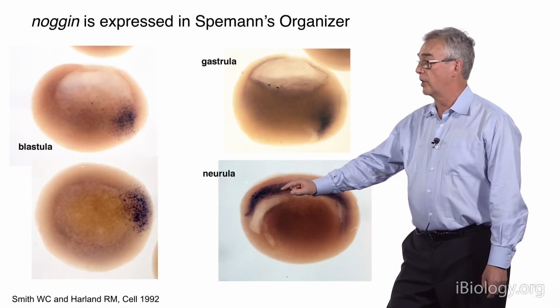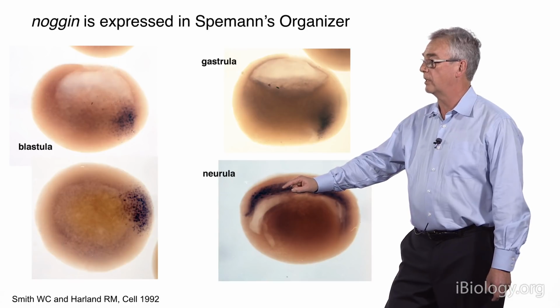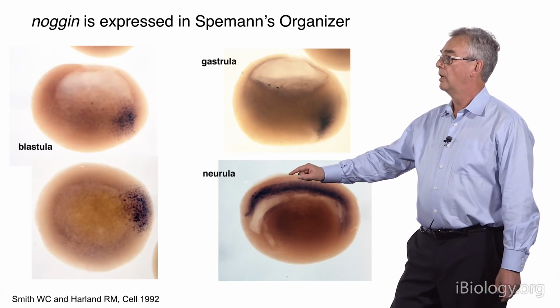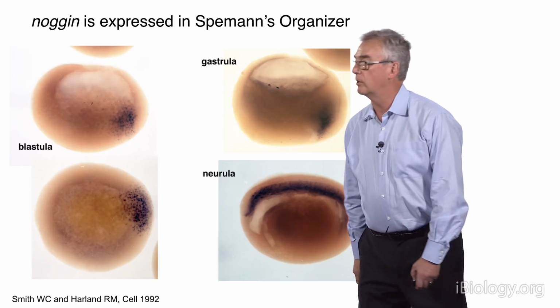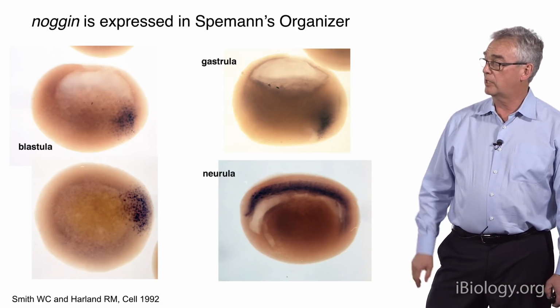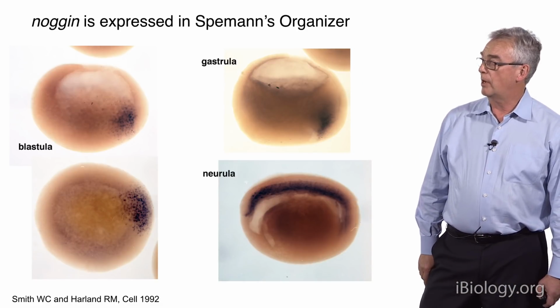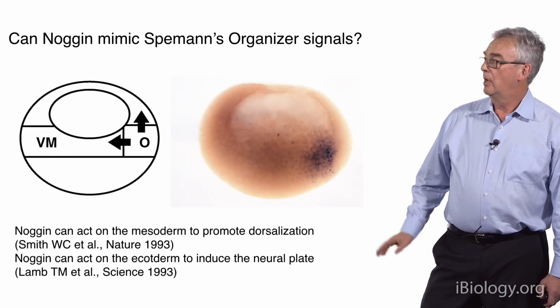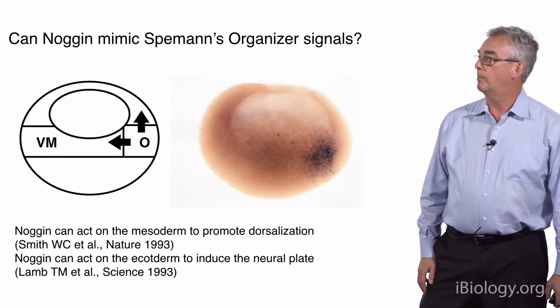Now here's a neurula stage where it continues to be expressed in the head mesoderm and notochord, again in the right place to continue inducing the neural plate. So the activity is promising, the expression is promising, but could we show that it had the right properties?